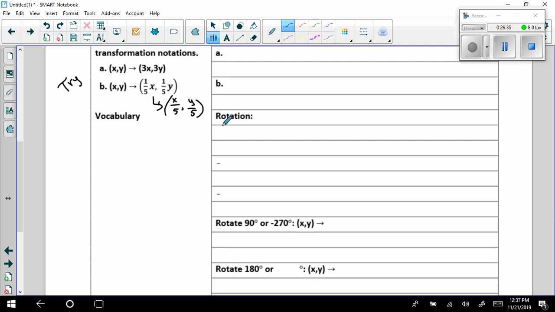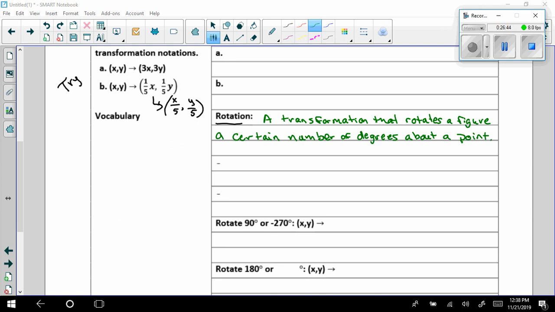and that is rotation or turn, as you probably would have learned it before. So we're going to rotate a figure a certain number of degrees about a point, and that point will be specified, and the degrees will be specified, and the direction will also be specified as far as clockwise and counterclockwise.